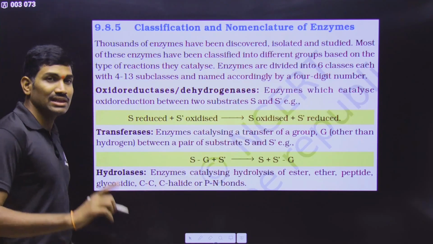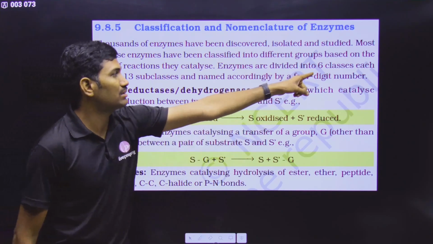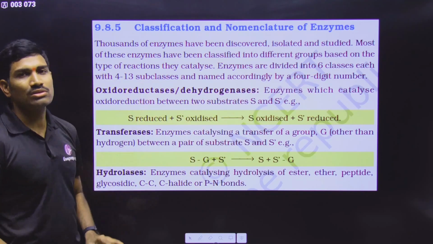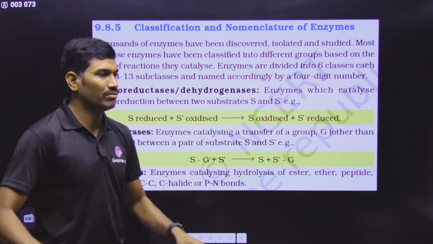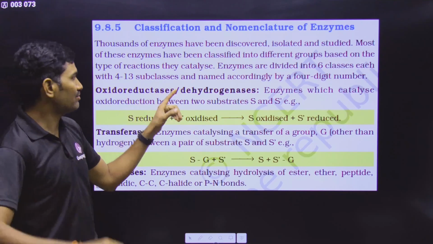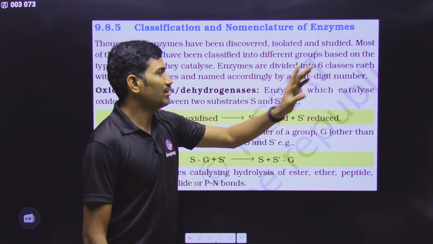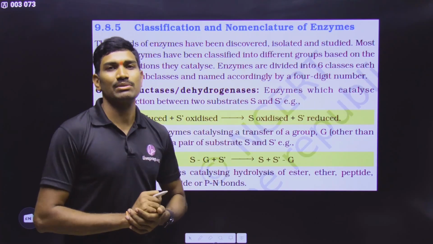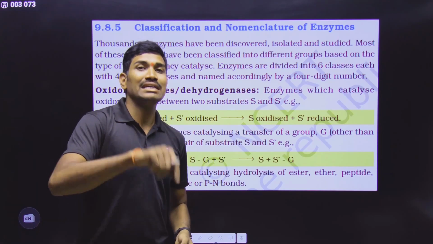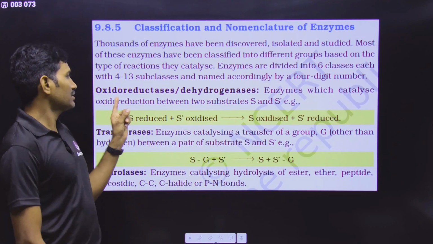What are these 6? With names, numbers you should remember. This is compulsory. And each with 4 to 13 subclasses. Subclass you don't need to remember. Simply remember the sentence. That is enough. And named accordingly by 4-digit number. So 4 digits are present in number of each and every enzyme. Next one. What is the first one?